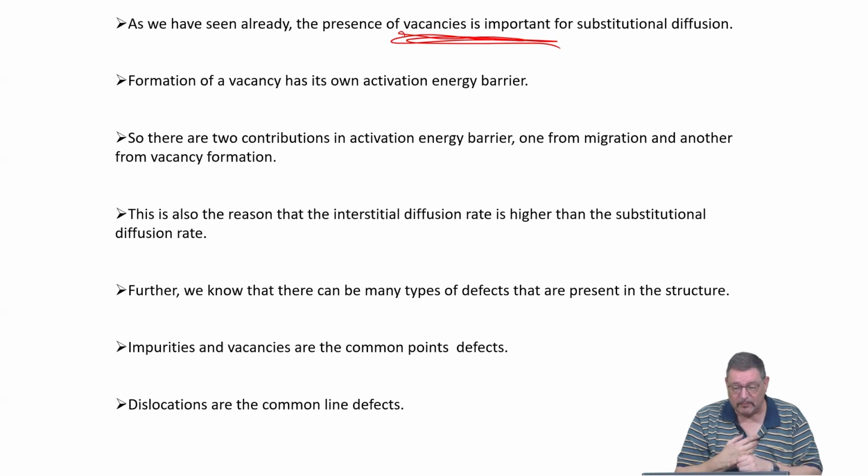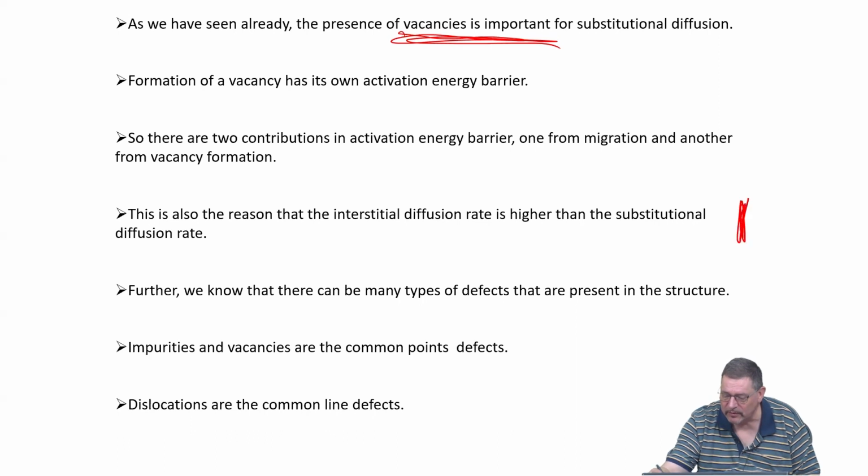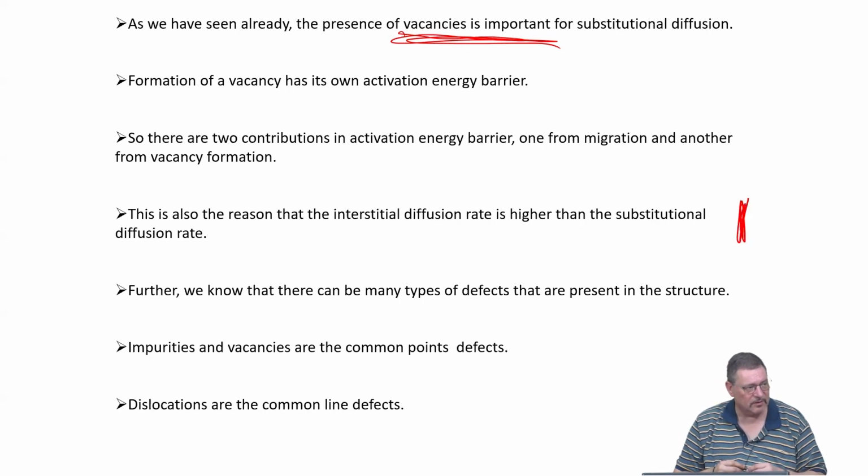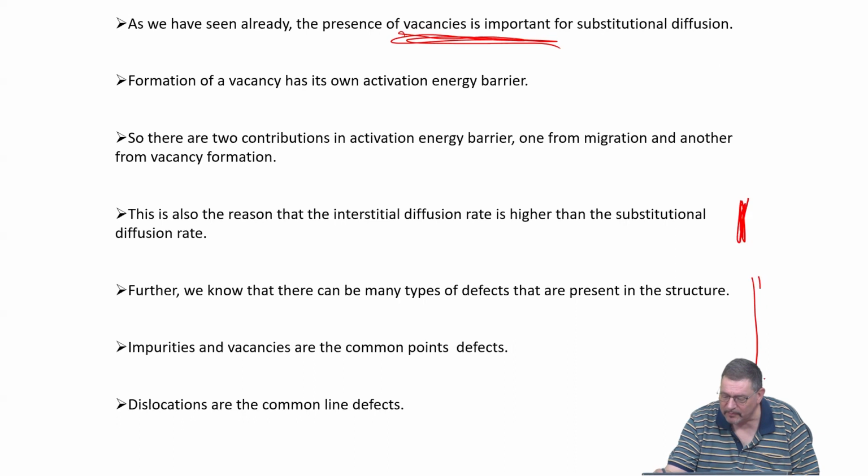So it means there are 2 terms for substitutional diffusion that are activated: creation of the vacancies, as well as doing the jump. And for interstitial diffusion, there is no vacancy necessary. So it means only the jump has an activation barrier, but not the creation of a vehicle for diffusion. So it means that interstitial diffusion is faster, the activation barrier is lower in all these cases. This is very important.